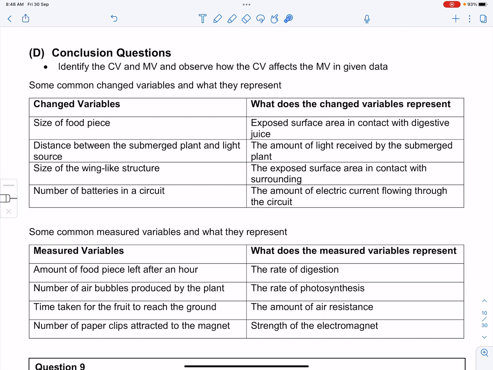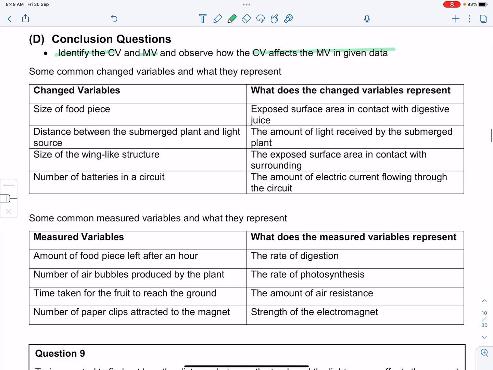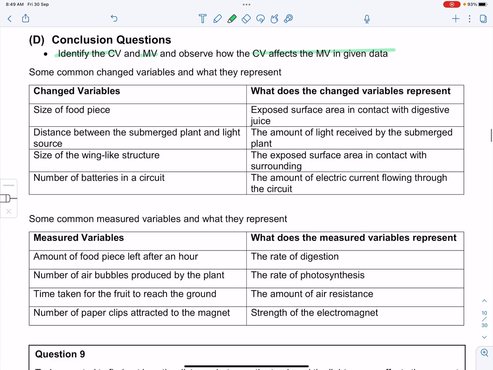So it looks very similar to a relationship question, but they ask you, what can you conclude? Just in case you're wondering, isn't it the same? Yes, sometimes it can be like that. So let's go on to read. The first thing they tell you is to identify the CV and the MV. We already know that. And observe how CV affects MV given the data. So isn't that a bit like a relationship question? Yes, it is. But it may not always be the case, so let's go on.